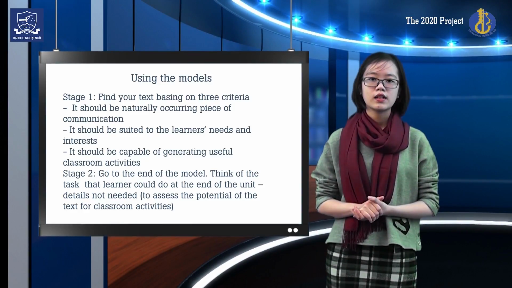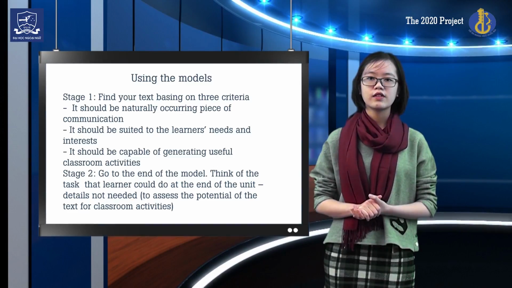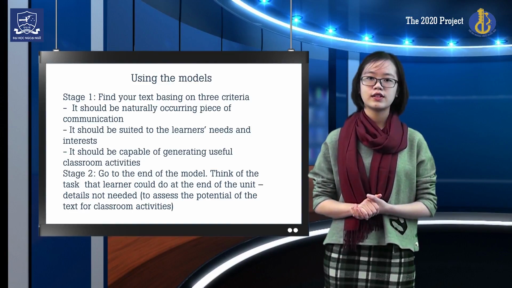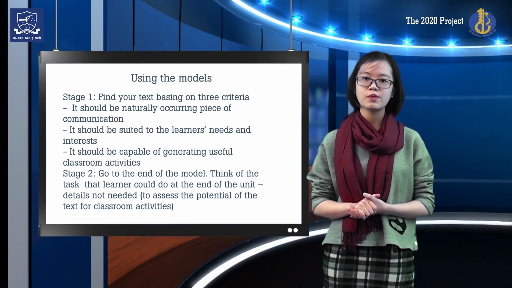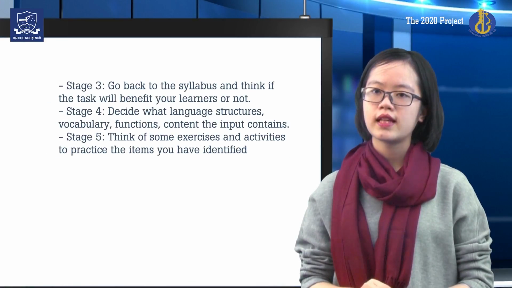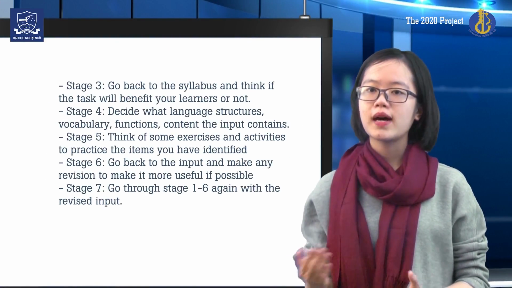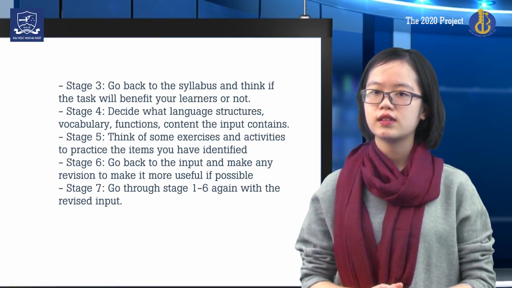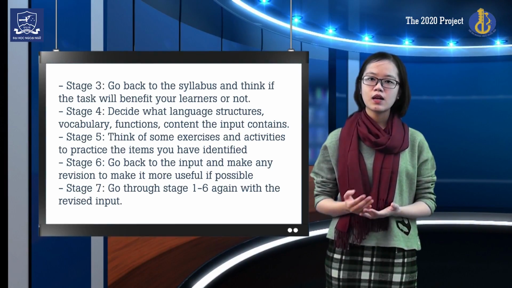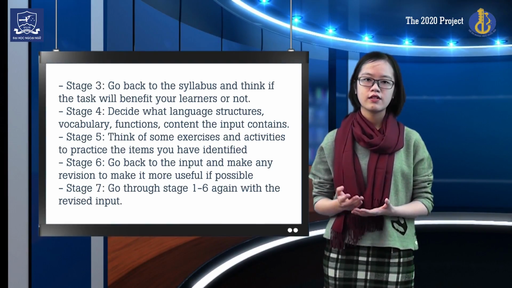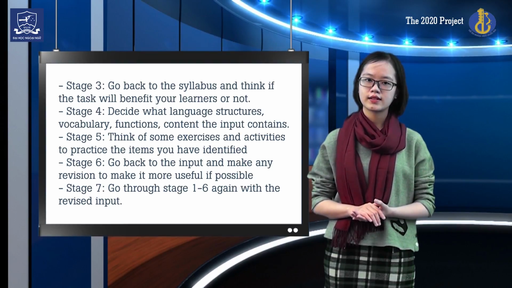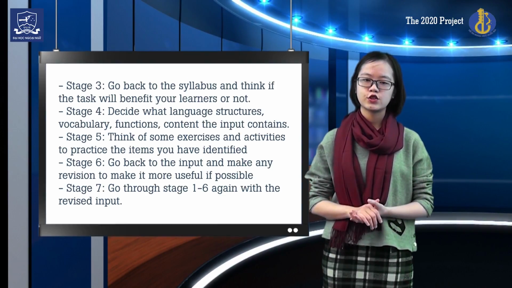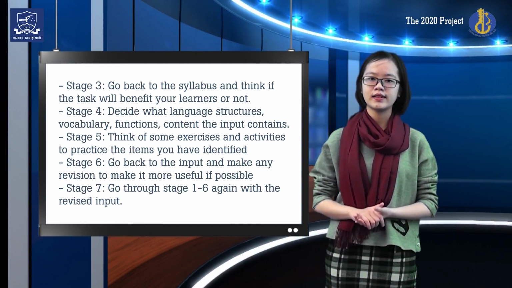Stage 2. Go to the end of the model. Think of the task the learner could do at the end of the unit. Details not needed to assess the potential of the text for classroom activities. Stage number 3. Go back to the syllabus and think if the task will benefit your learners or not. Stage 4. Decide what language structures, vocabulary, functions, content the input contains. Stage 5. Think of some exercises and activities to practice the items you have identified.